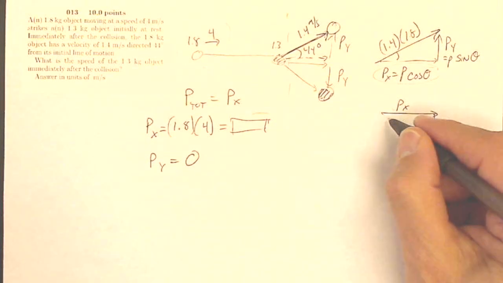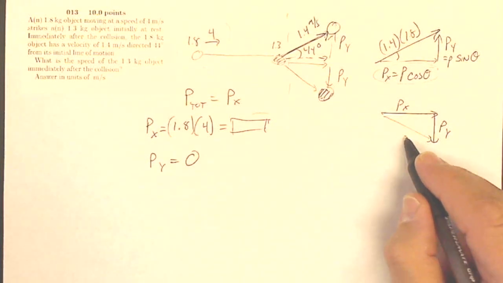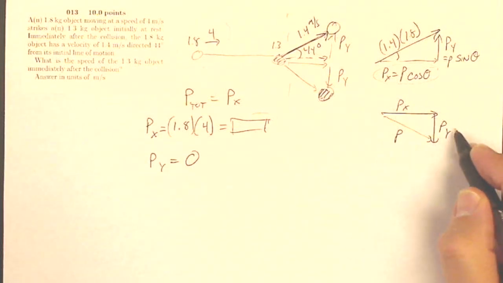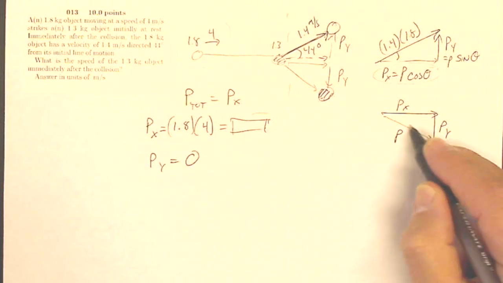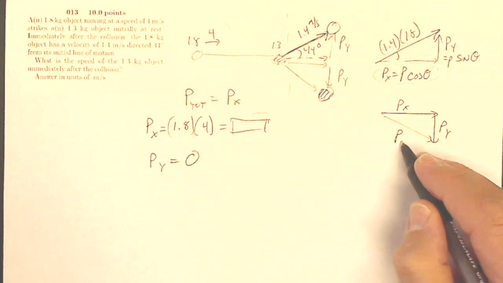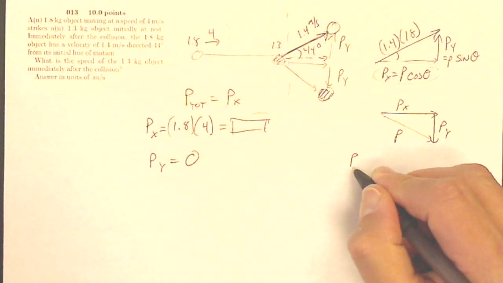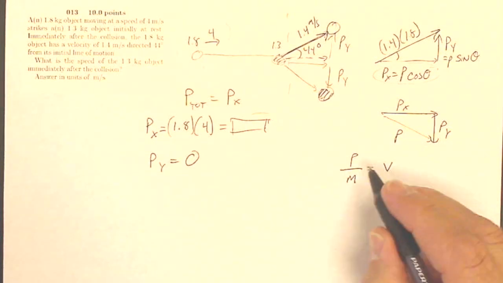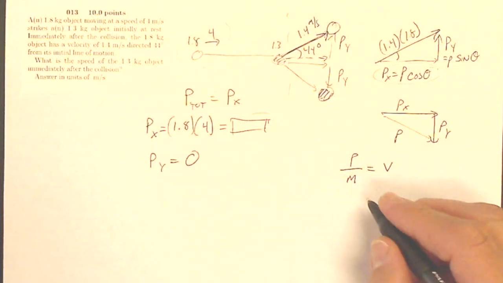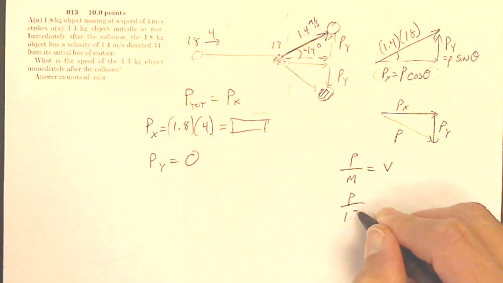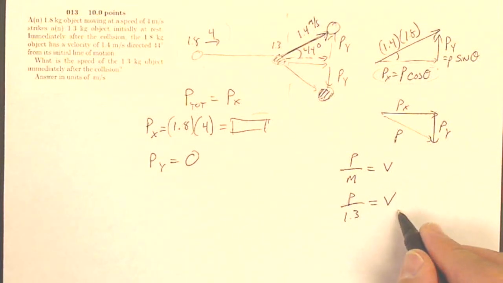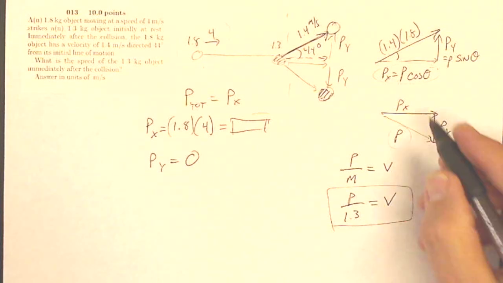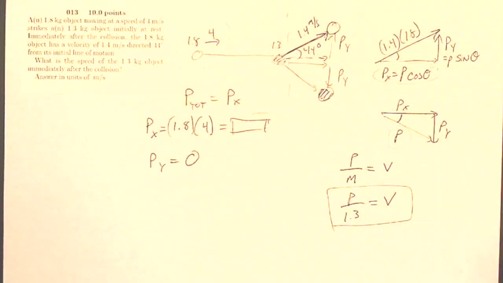Now if I know Px and Py, I can figure out my total momentum here. I'm going to do a squared plus b squared equals c squared, so square root it, get my momentum as the hypotenuse. That momentum divided by the mass is going to give me my velocity, because P equals mv. So if I take that and divide it by 1.3 kilograms, that's P over 1.3. That'll give me the speed of that object after the collision. It doesn't ask for the angle, but feel free to solve for that angle if you wanted to.